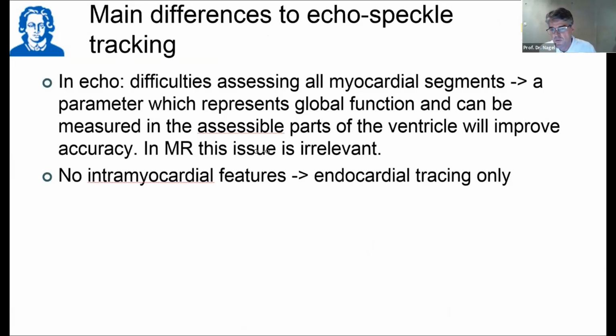For MR, you do not overcome that limitation because we don't have that problem of not seeing all the segments very well. The second is because we don't have intramyocardial features, as just explained, we do an endocardial tracing only, which has influence on, for example, if you have a patient with significant wall thickening, then the endocardium responds stronger than the mid-myocardium or epicardium, which is something we need to take into account when we compare our data to echocardiography.